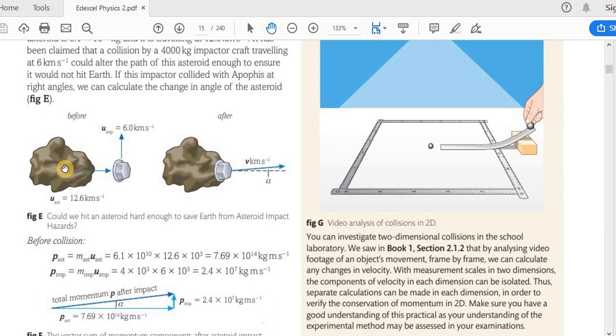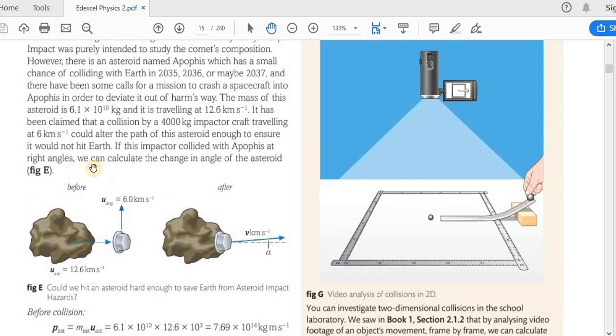So what happens is, there is an asteroid that is coming towards the Earth, and they predict that it would strike the Earth in 2035, 2036 or 2037. Now what we can do is, they say we can crash a spacecraft onto this so that it will change the direction of this asteroid and prevent it from striking the Earth.